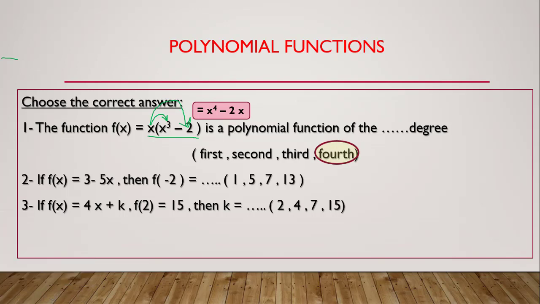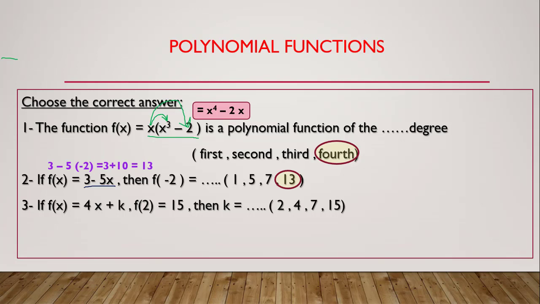Let's continue. The second one, if f of x equals 3 minus 5x, then f of negative 2. How can I get f of negative 2? Just put negative 2 instead of x in the rule of the function. I substitute here by negative 2. So 3 minus 5 times negative 2. 5 times negative 2 is negative 10. So we have 3 minus negative 10. It means 3 plus 10, which is 13. So I'll choose number 13.